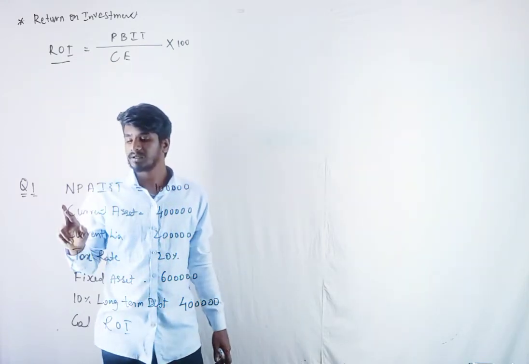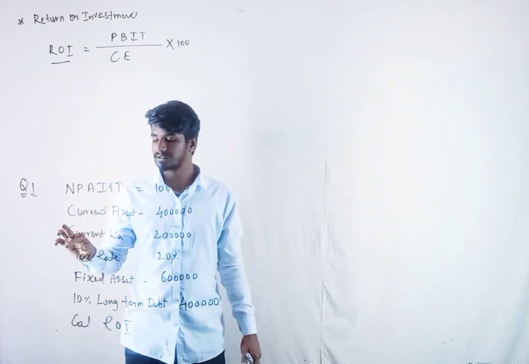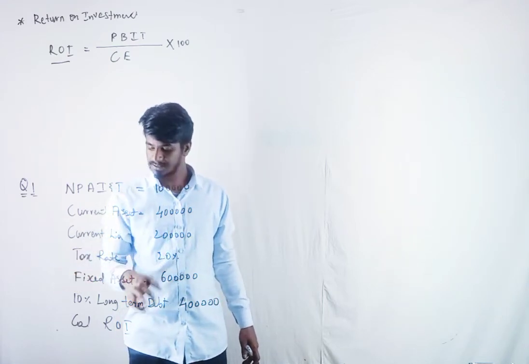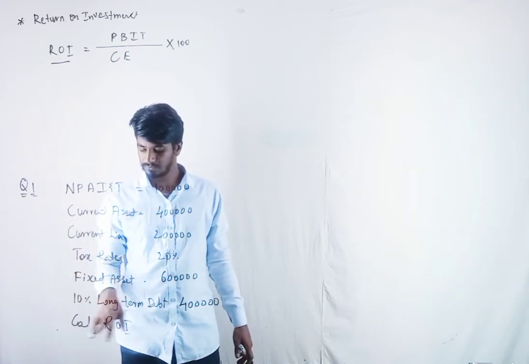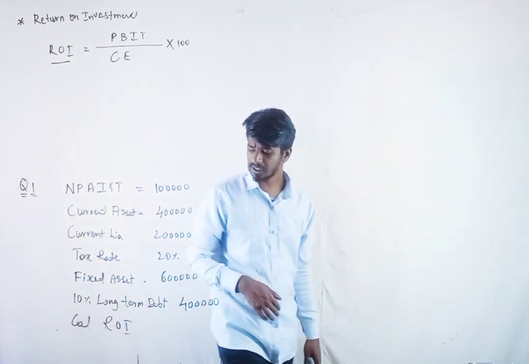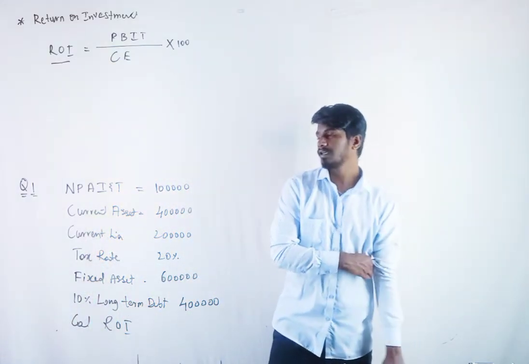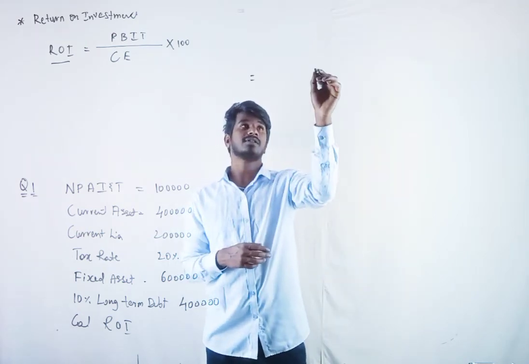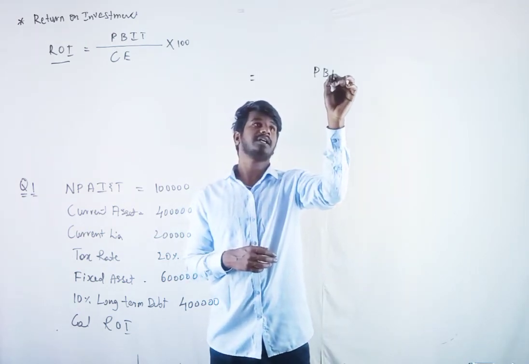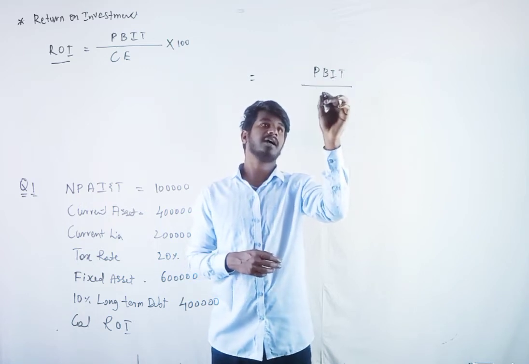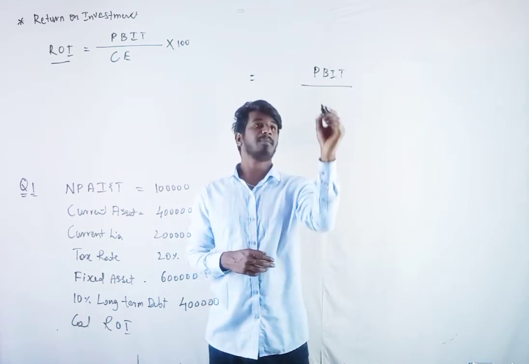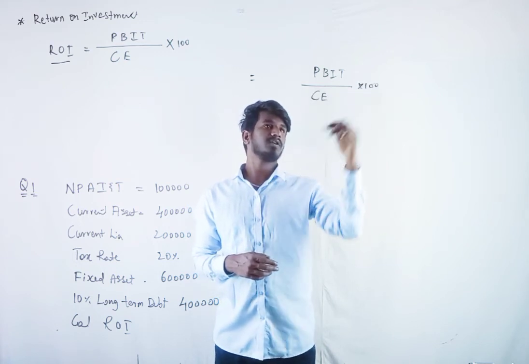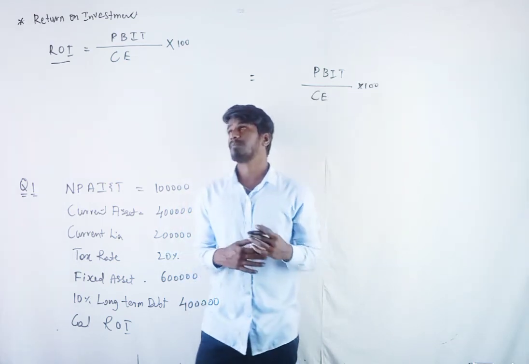Rupees 1 lakh. Current asset, current liability, and tax rate are given. Fixed asset 6 lakhs. Long-term debt 4 lakh. That's it. Calculate return on investment. Shall we write the formula? Yes. What is the formula? PBIT divided by capital employed into 100. So, what is capital employed?